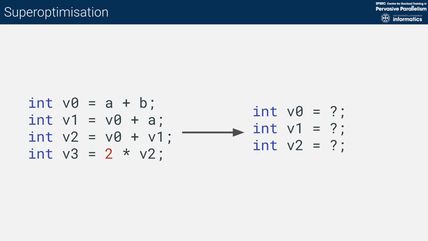In this case, a solver is able to identify a 3-instruction program that behaves identically to the 4-instruction program on the left. This talk is going to focus on one particular aspect of solver-aided programming, the idea of symbolic holes within a program.